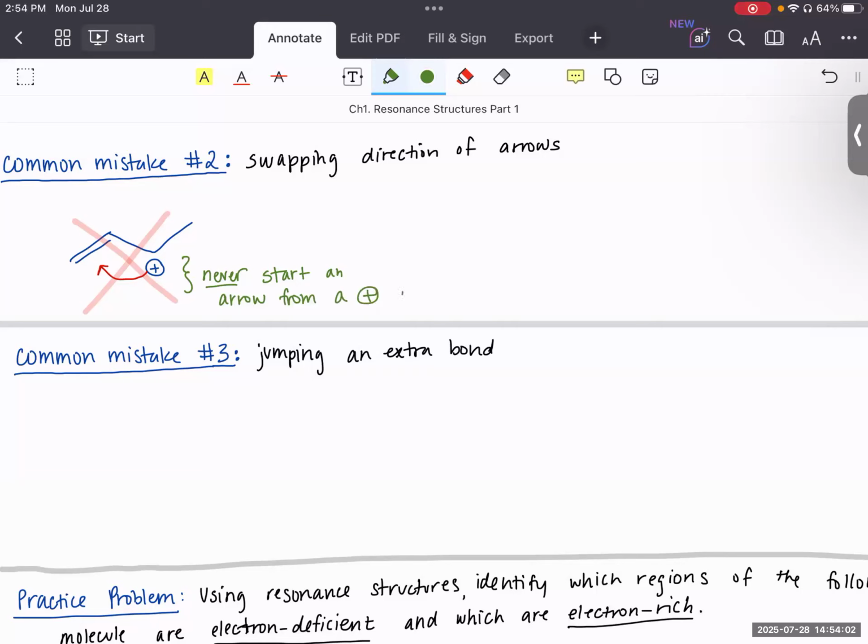And always start with the electron pair. And I think something that helps people keep track of electrons when they're first starting off with resonance structures is using color coding to show where electrons ended up. So for example, we could highlight this electron pair right here in green and show that it ended up right here. And so we're kind of keeping track of it in this way.